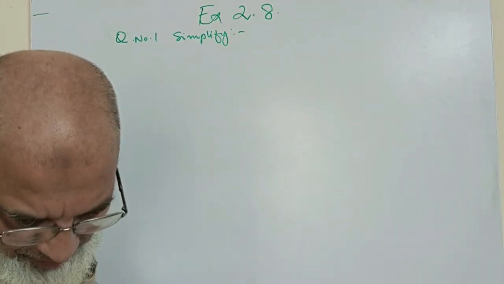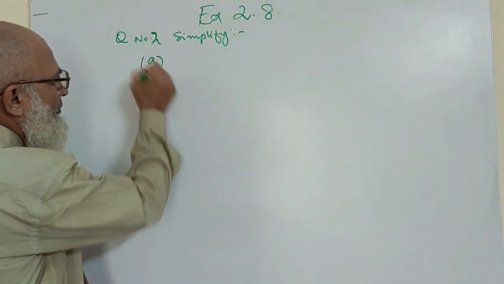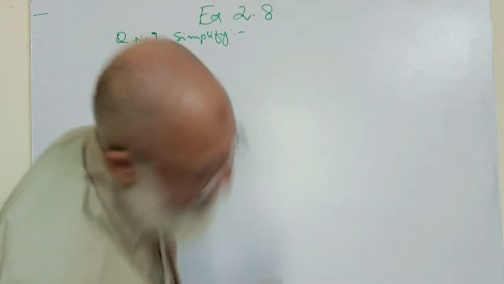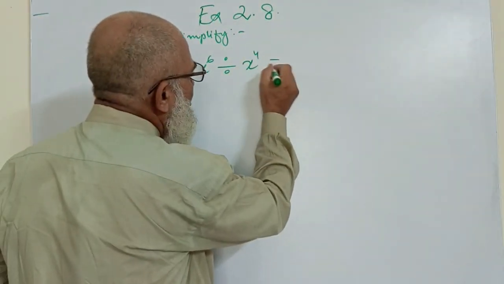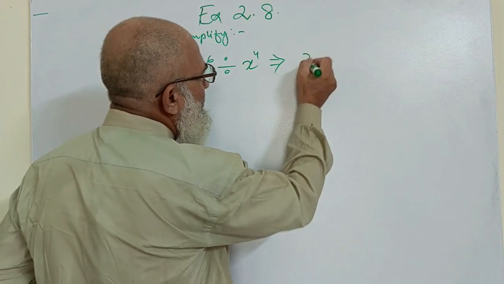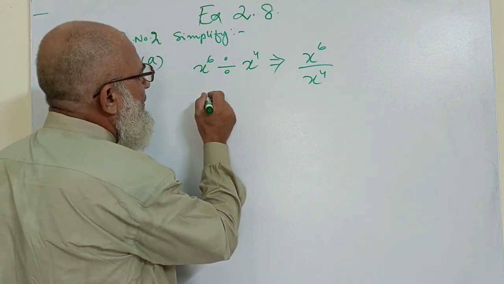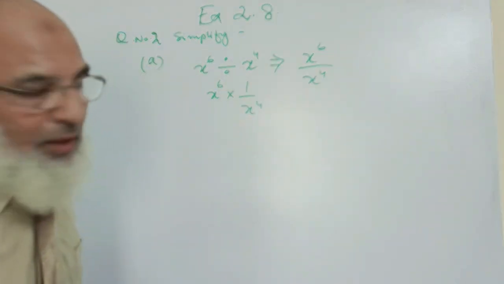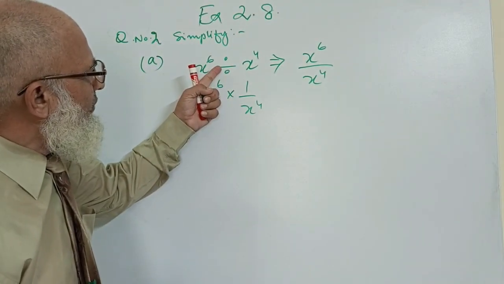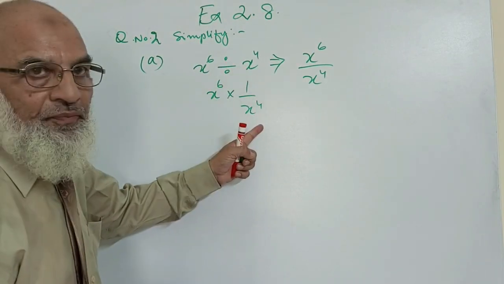Now we will be doing question number 2 part A. It is 6x6 divided by x4. Now it is very easy again. We have to write it like this, or you can even write it like this, multiplied by 1 upon x4, because when the division sign is changed into multiplication sign, its reciprocal is written over here.